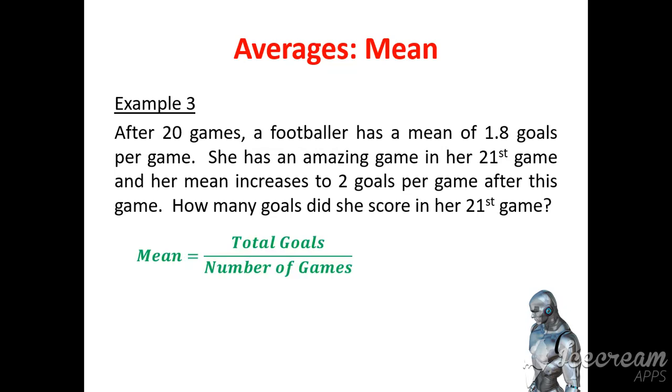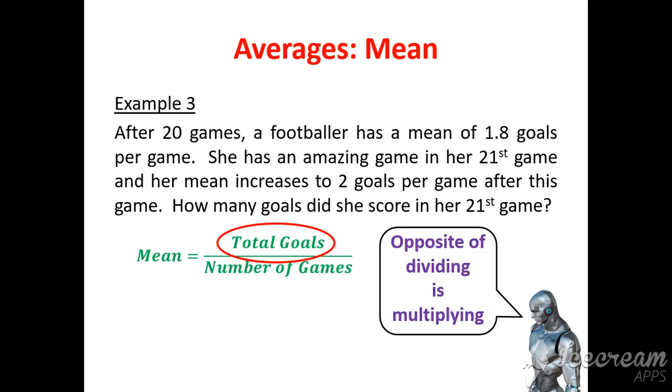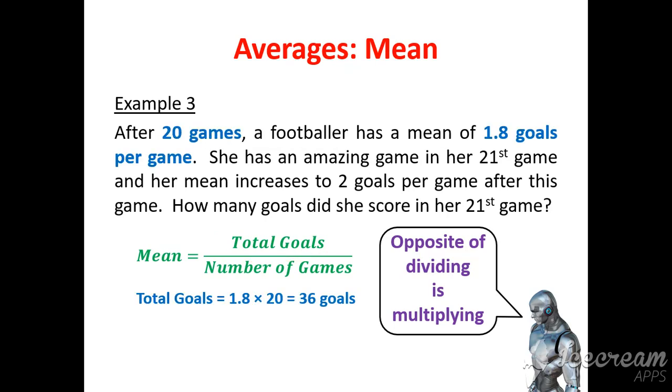Well, we know the mean is equal to the total number of goals divided by the number of games she would have played. We're going to go backwards and reverse this and work out the total number of goals. And when we reverse this formula, the opposite of dividing is to multiply. So to work out the total number of goals, we're going to take the mean and multiply by the number of games. Now let's start with her 20 games. So we're going to take the mean for 20 games of 1.8 and multiply it by the number of games of 20, and that tells us after 20 games she scored 36 goals.